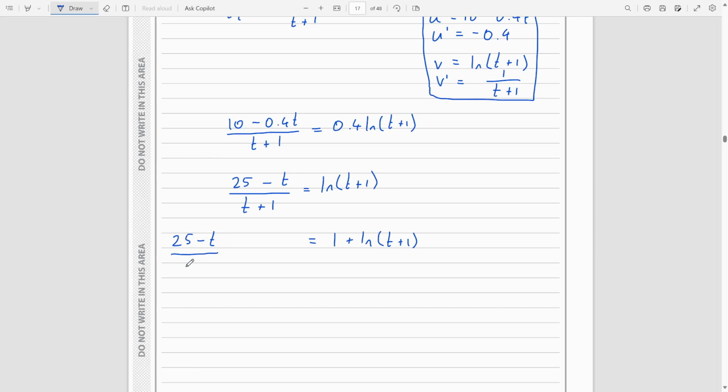(25 minus t) over (t plus 1). Okay, when I add 1 to this, I can just add (t plus 1) over (t plus 1), so that I've got a common denominator here. Now, this turns out to be a great move, because when you add these numerators, your t here cancels with the t here, your 25 adds to the 1 here, and you now have 26 over t plus 1. And we wanted 26 in our answer, so that's useful.